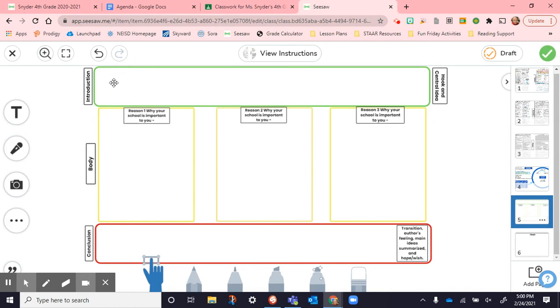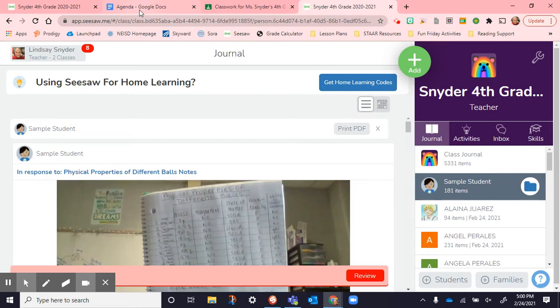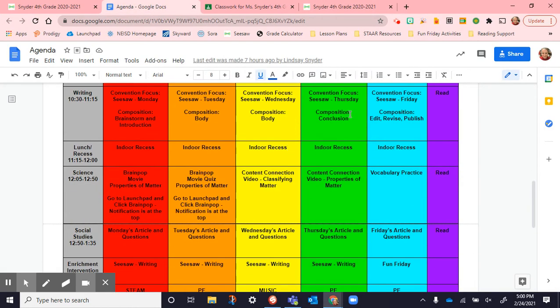Okay, so today you needed to have your introduction completed and your body. You need 2 to 3 reasons, so at least 2 of these boxes need to be completed. Then once you're done, draft that. Then we'll move into conclusion tomorrow.